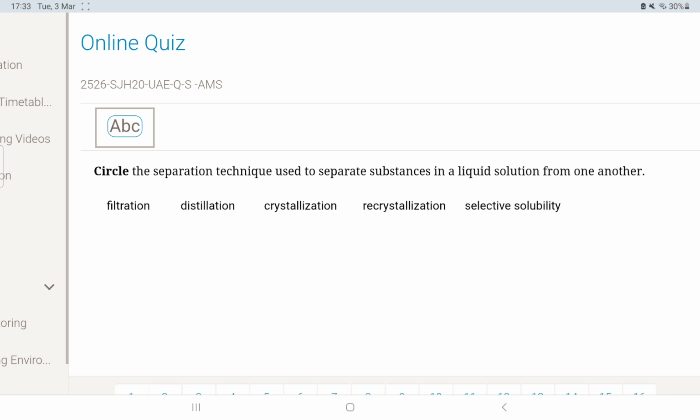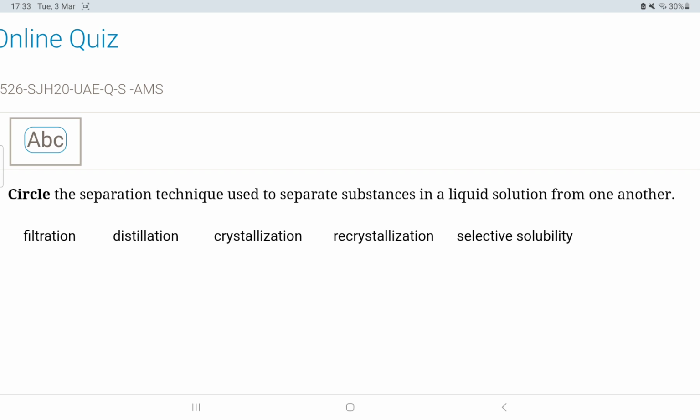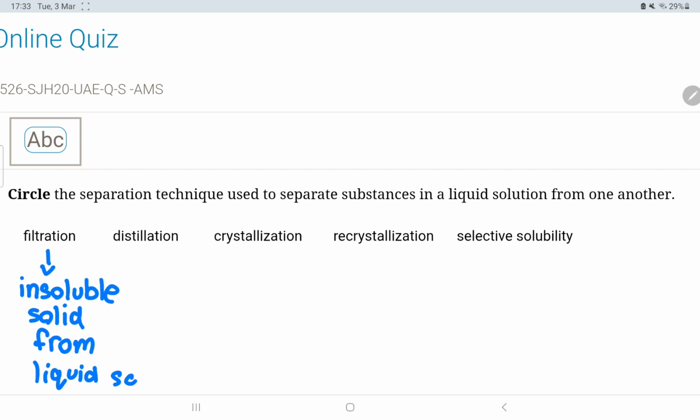Circle the separation technique used to separate substances in a liquid solution. Okay, I'm just gonna make a small summary for you guys for each one. Filtration is separating an insoluble solid from liquid. What's an example? Sand in water. When do you use distillation? To separate substances in a liquid solution.